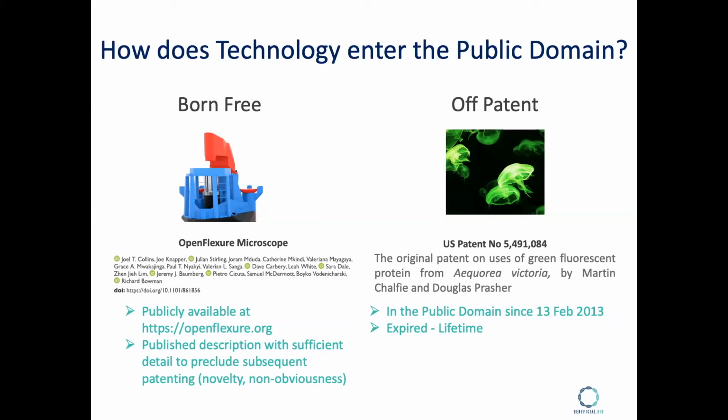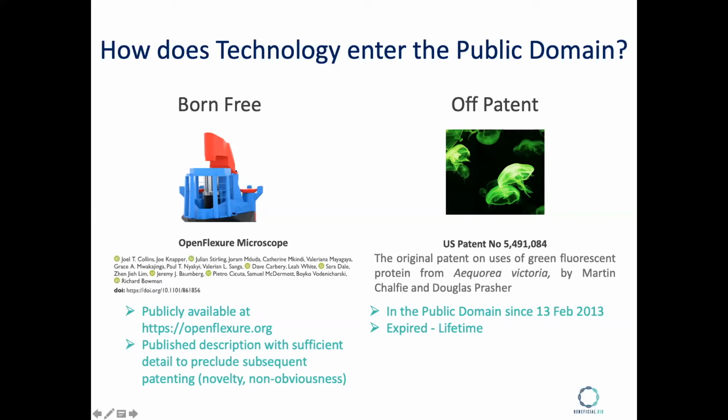And so, for example, with the Open Flexure Microscope, they made it publicly available. You can visit their website. They give you all kinds of details for how to build it. And they also published a description that had enough detail in it that it would preclude the novelty or non-obviousness of a subsequent patent. So it prevents patenting. That's a very nice example of born-free technology. The other way that technology enters the public domain is to come off patent.